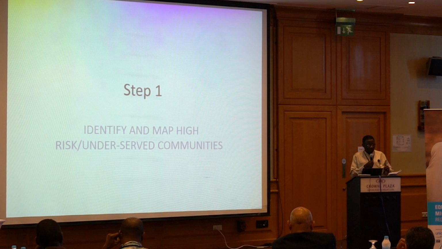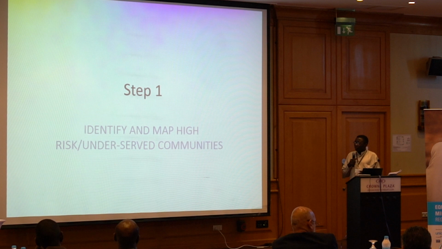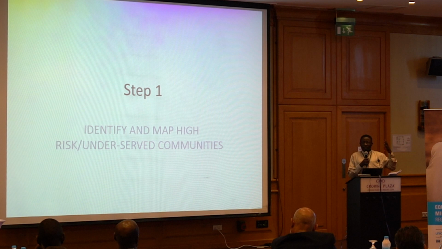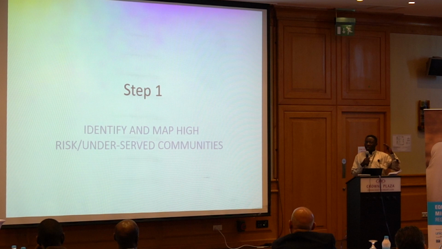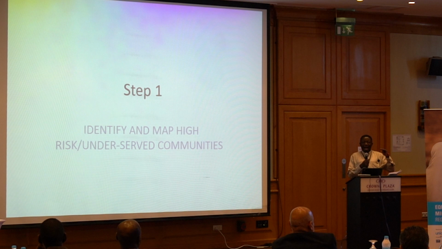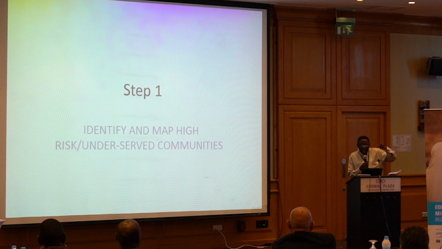In identifying and mapping out high-risk communities or underserved communities, we need to remind ourselves that, as Julian has put it, our goal is to reach every community. And if we have to reach every community, then we need to know where these communities are. It is very interesting. These communities are within our other large communities. We always pass them and go and vaccinate in other places, because they have special needs. And because we don't address those special needs, they can't come for our services.